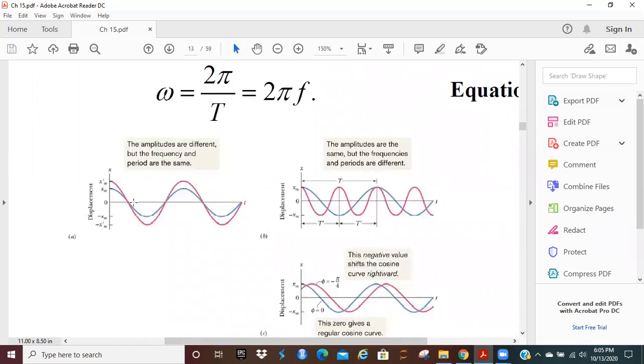So you can see here that the amplitudes are different, but the frequency and the period are the same. In other words, this is going to go further up this way, and it's going to go further down this way. But it's going to cross t equals 0 at the same points. And it's also going to reach its maximum and minimum at the same points. And here you can see that the amplitudes are the same. In other words, the swing in and out is going to be the same, but the periods and frequencies are different.